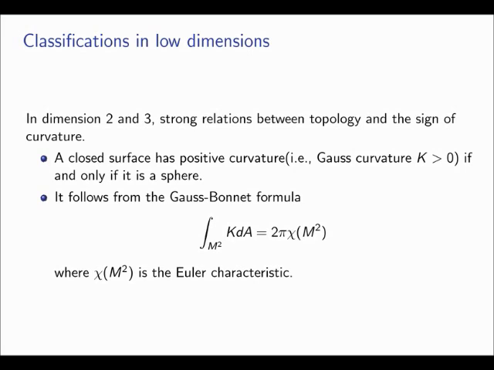The statement or the classification in 2 dimensions actually follows from the Gauss-Bonnet formula. The Gauss-Bonnet formula tells you the geometric property. We have this equation here. If you look at this equation, we have the curvature. This one is the sectional curvature or the Gauss curvature for the surface, and M2 is the surface, and dA is the surface area. If you integrate, we get a number from the left-hand side.